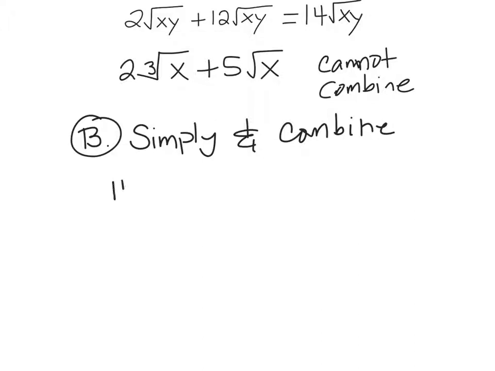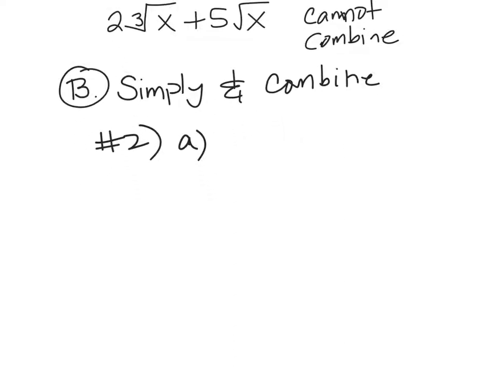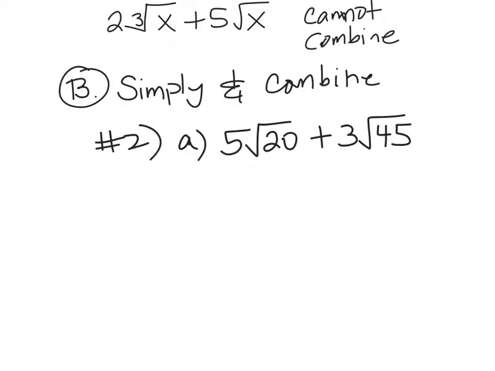So here we go. Number 2. I'll call this letter A. I should have called those ABCs, whatever. All right, number 2, letter A. 5 rad 20 plus 3 rad 45. Okay. All right, so people will get to this problem and they'll say, oh, because of the last section, I can't combine those. They don't have the same radicand. But are they completely simplified? No, neither one of them is.